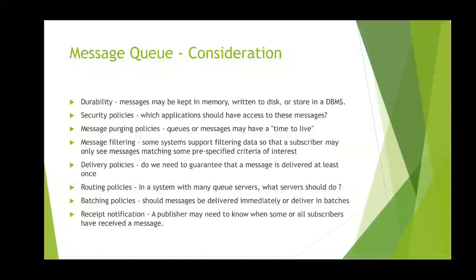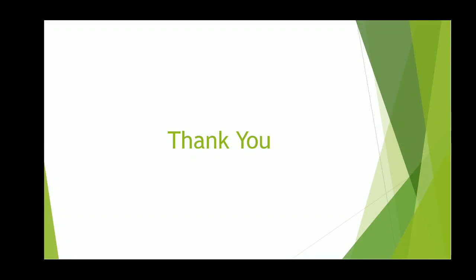The next consideration is the delivery policy. And this delivery policy guarantees that the message is delivered at least once. And then next comes routing policy. And this routing policy tells what action to be taken when more than one queuing server is present. And then comes batching policy and receipt notification. And this batching policy will characterize whether the messages received should be delivered immediately or delivered in batches. And this receipt notification will tell whether the publisher needs to be notified when the subscriber has received a message. Thank you.